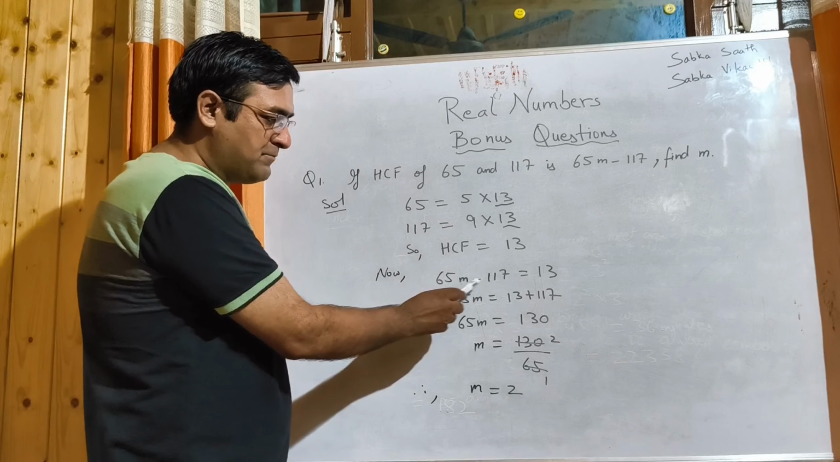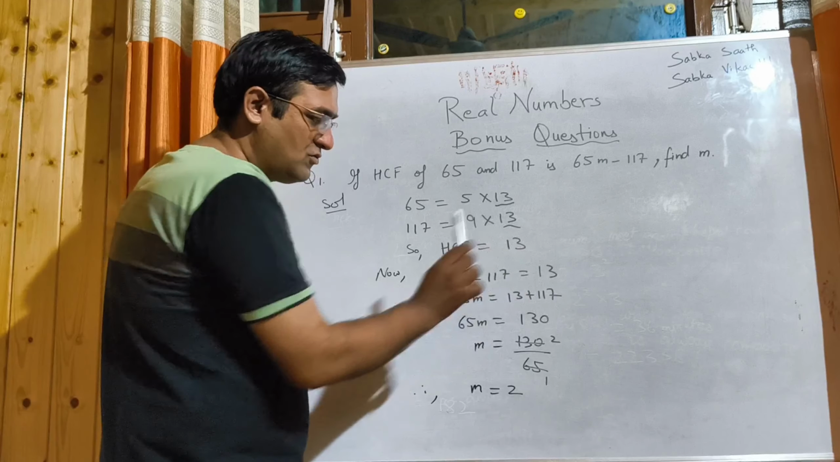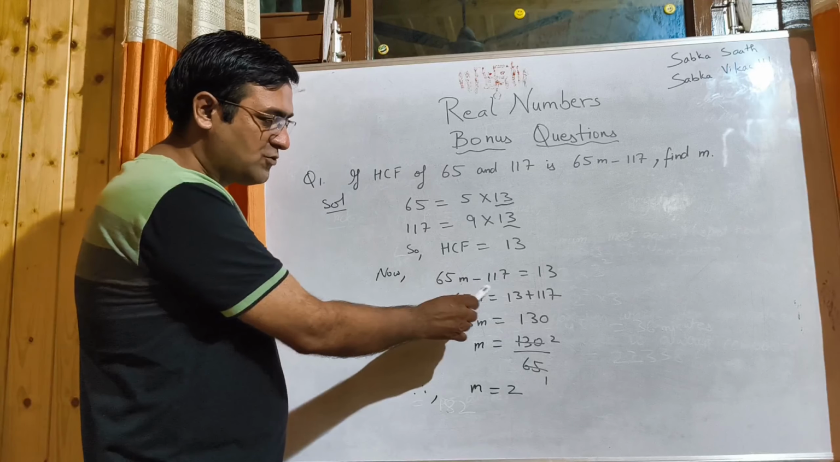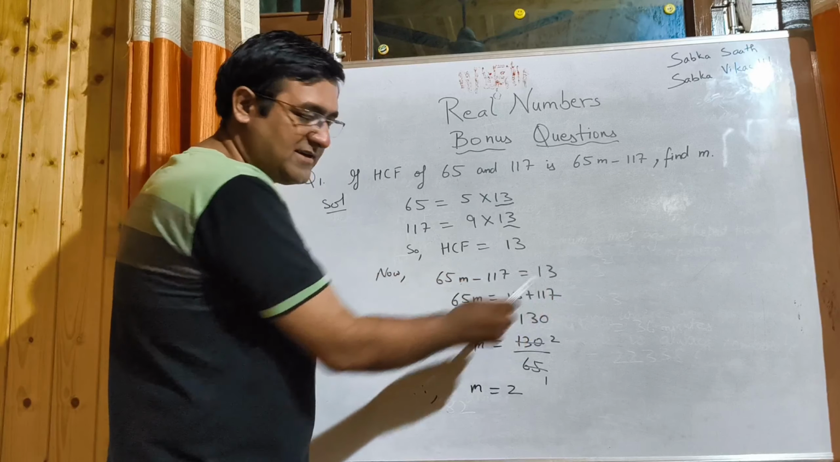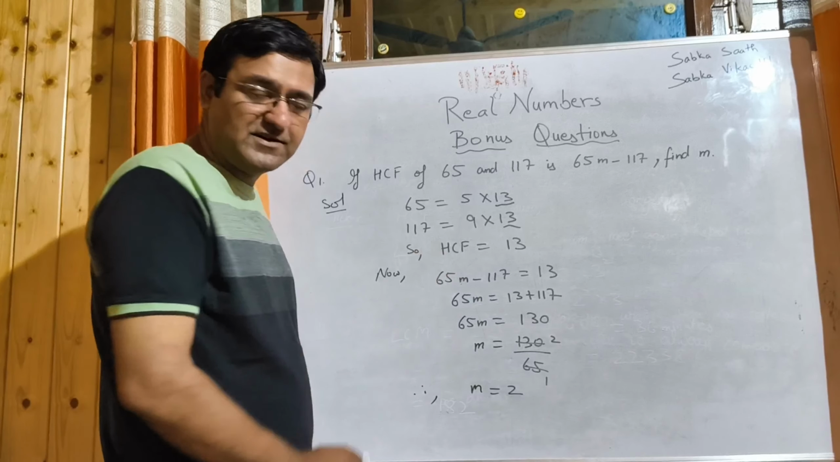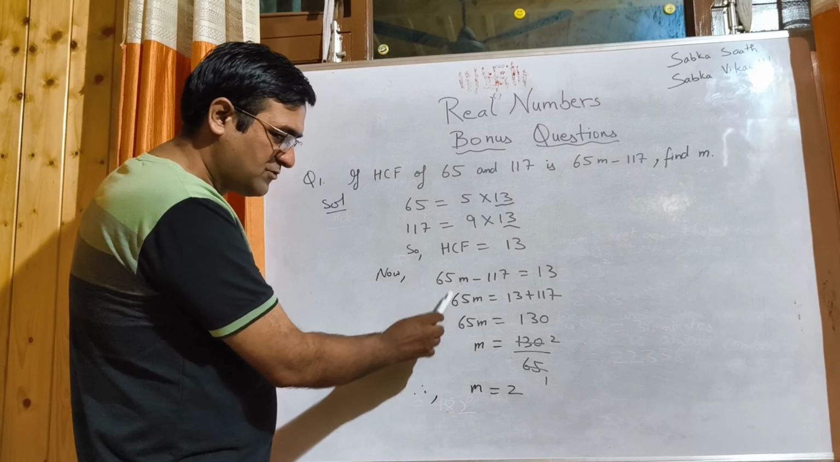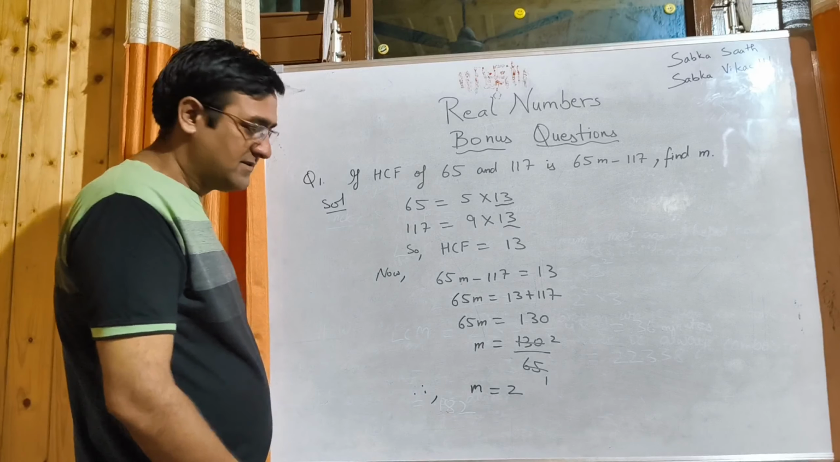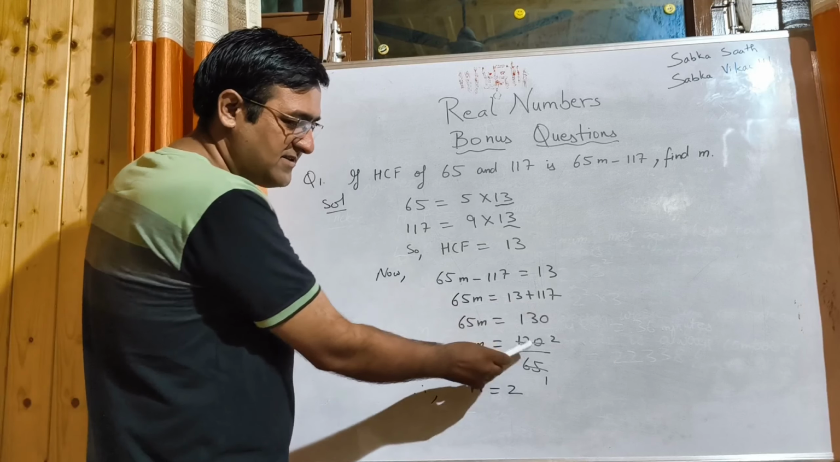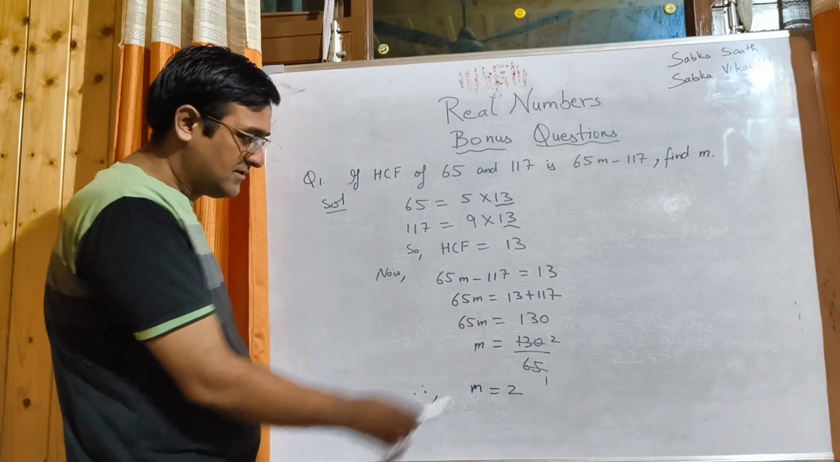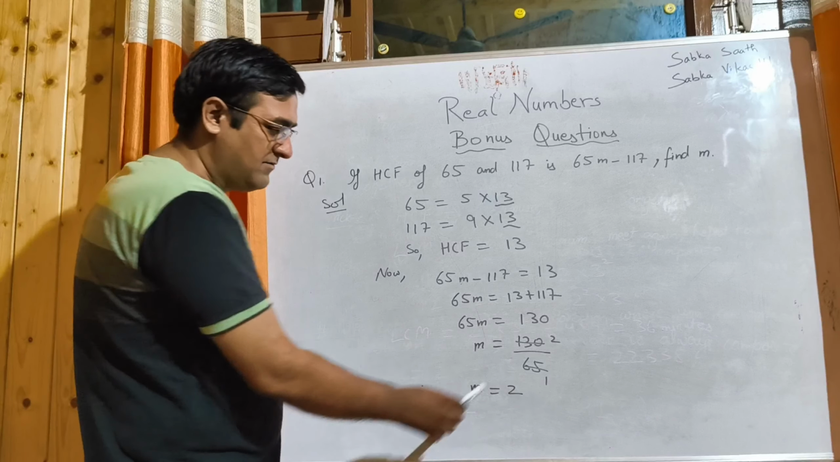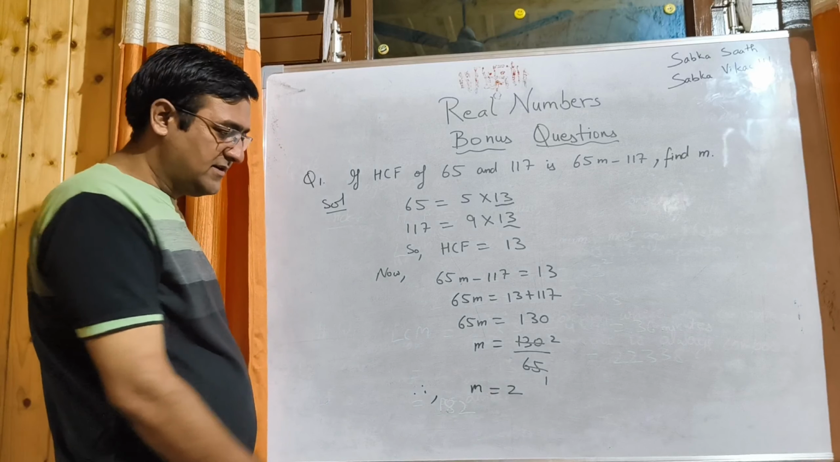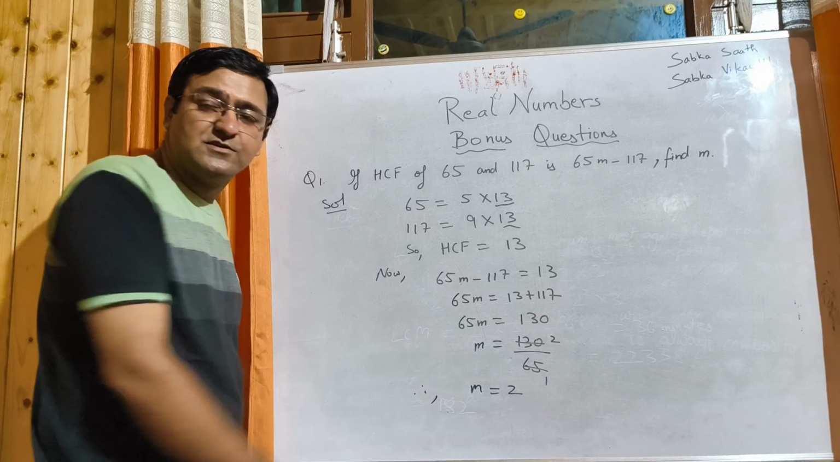So 65m minus 117 equals 13. So we're going to transpose minus 117 to the right hand side. So it becomes plus 117. Now we are going to transpose this 65 to that side. So 13 plus 117 has become 130, 130 divided by 65. So 65 2s are 130. So we've got the value of m as 2.